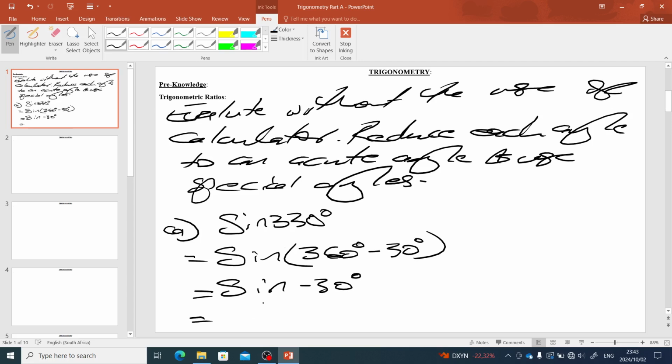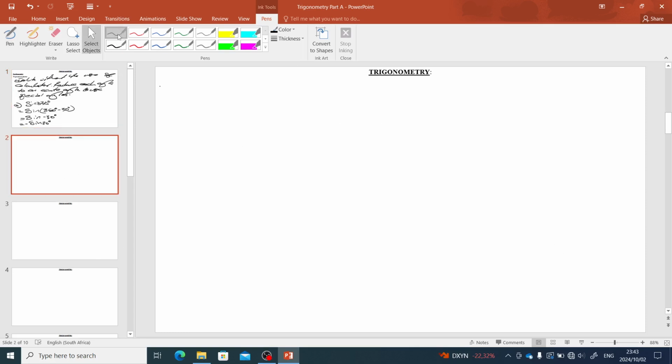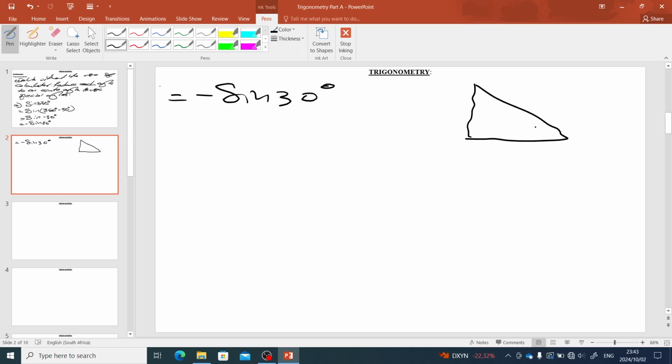Then we can use the negative angle identities, meaning converting the negative angle into a positive one. That means we will have negative sine 30 degrees. We have now converted the negative sign into being positive. Without the use of a calculator, it means we are having negative sine 30 degrees. We will be using your special angles.